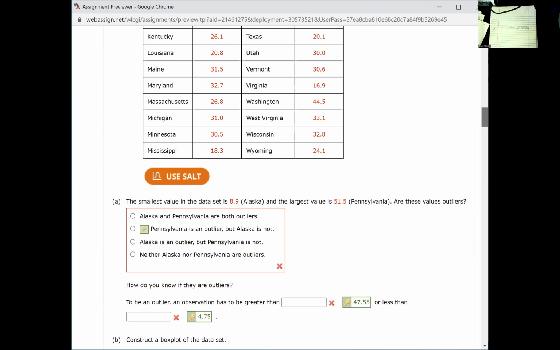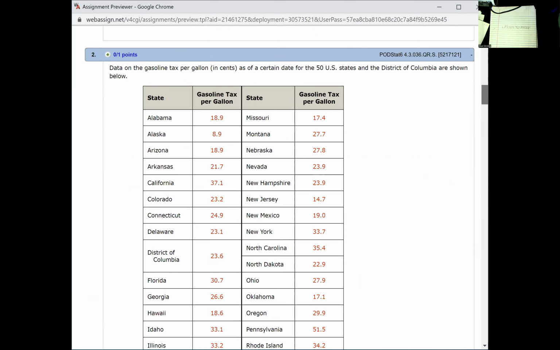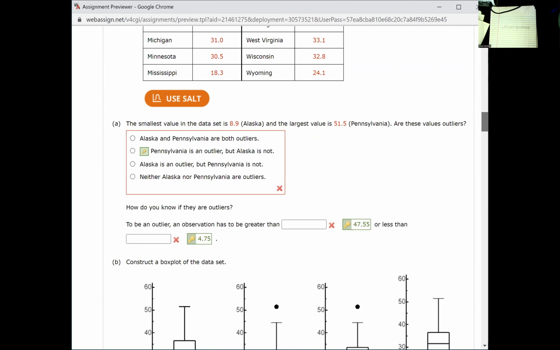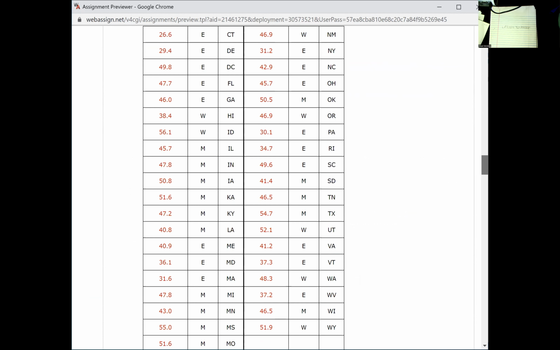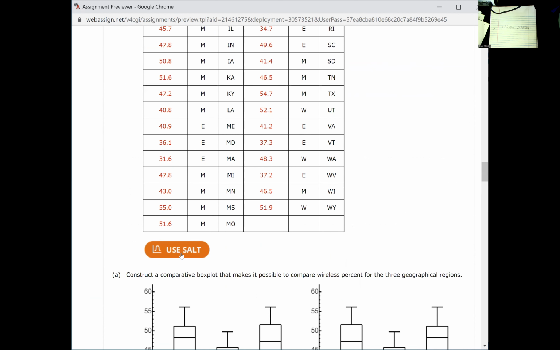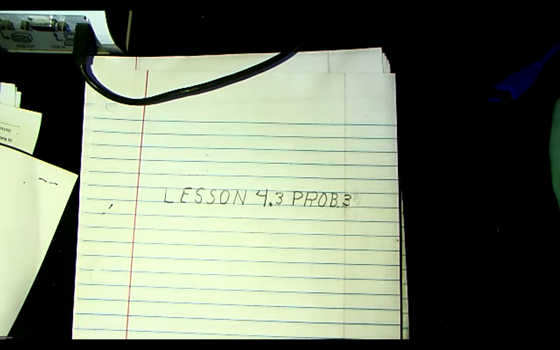First thing we need to do is use SALT. I'll stop my share and then share again and pick up the screen that has the latest.